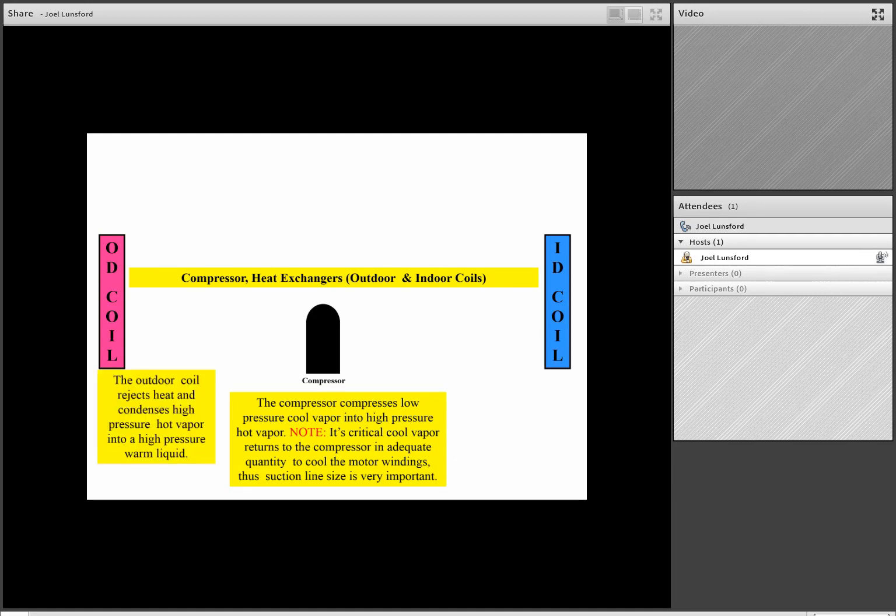The outdoor coil rejects heat and condenses high pressure hot gas into a high pressure warm liquid. So again, the hot gas from the compressor goes to the outdoor coil, and that hot gas is condensed into a high pressure liquid. The indoor coil absorbs heat from the air passing across it and boils low pressure saturated liquid into a low pressure cool vapor.